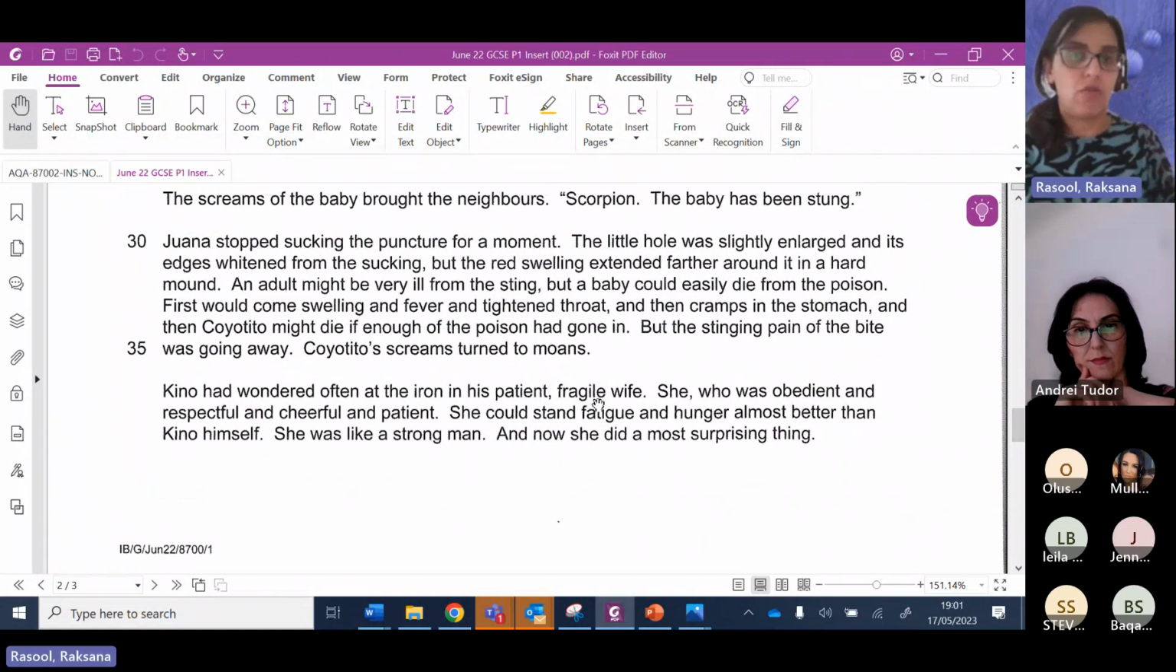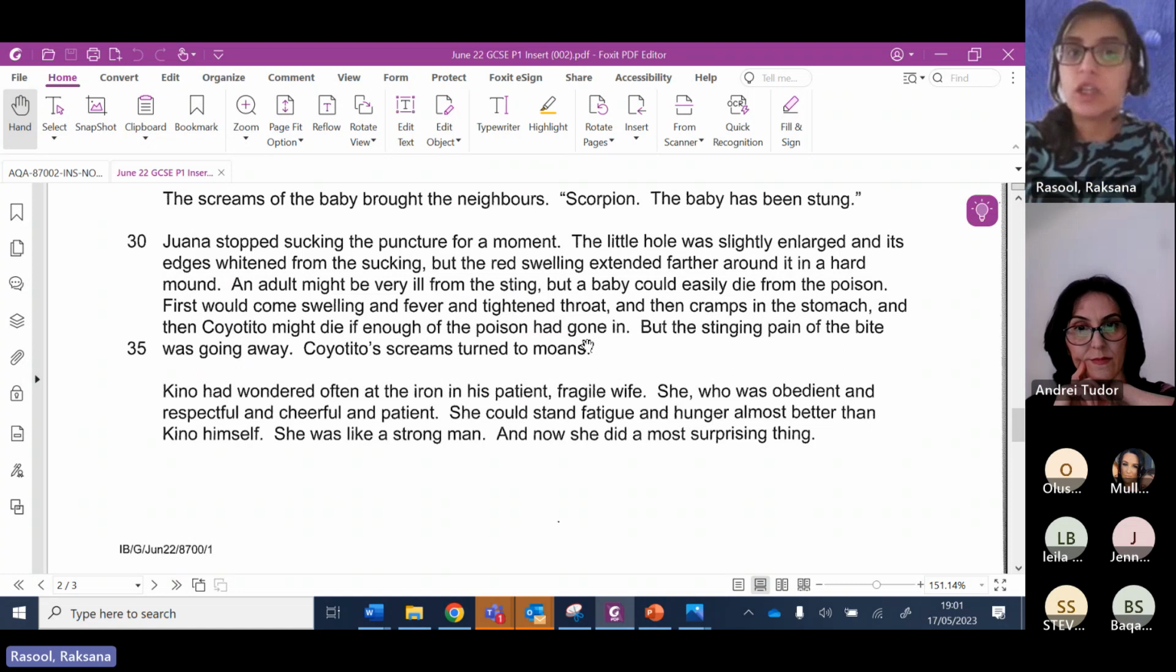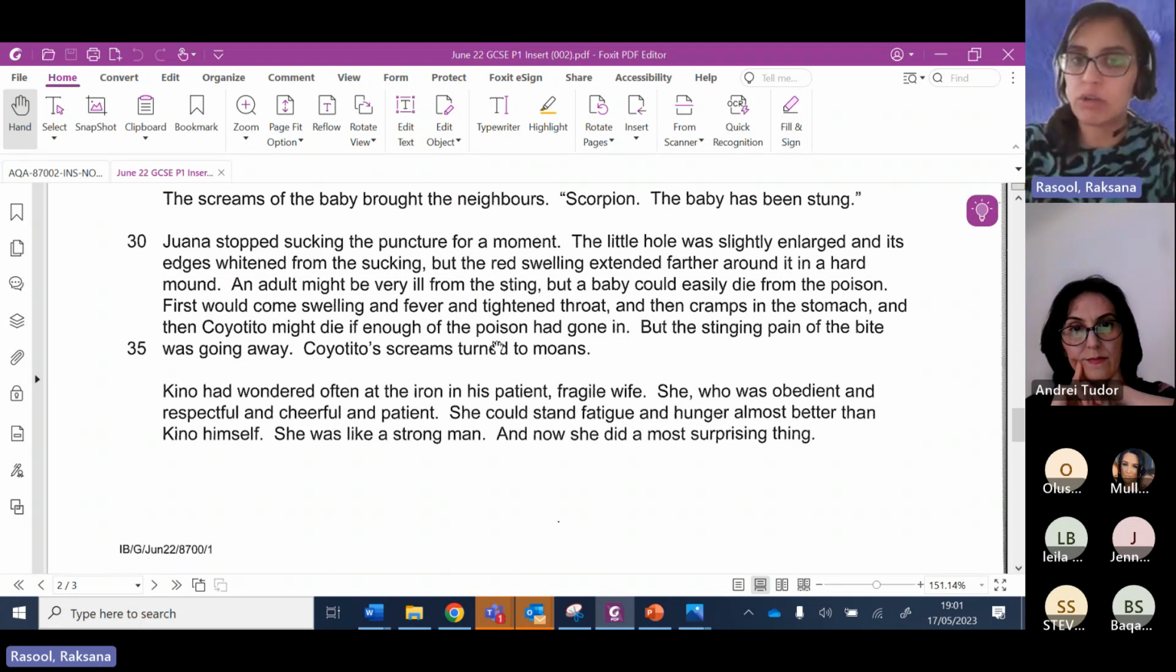Okay, but it says here an adult might be very ill from the sting, but a baby could easily die from the poison. First would come swelling and fever and tightened throat, and then cramps in the stomach, and then the baby might die if enough of the poison had gone in. So they still don't know if the baby might die if enough of the poison had gone in, because the stinging pain of the bite was going away, but they still don't know if enough of the poison had gone in or not.